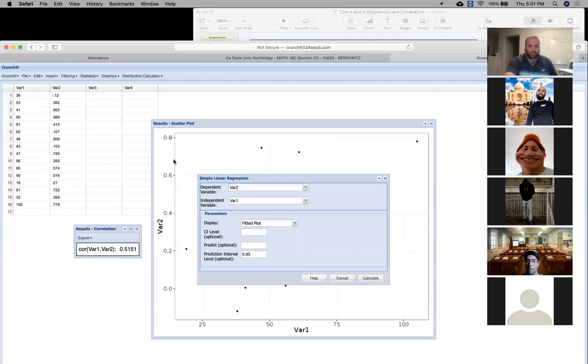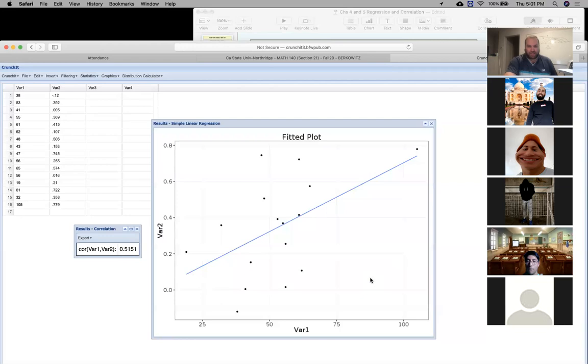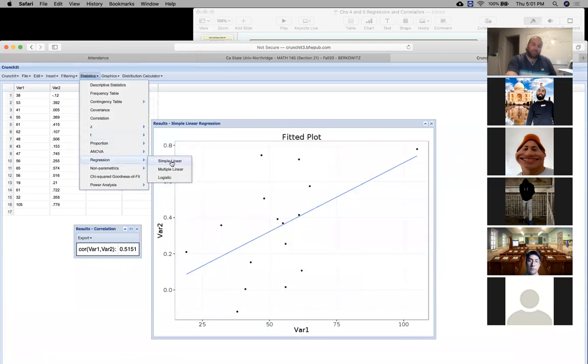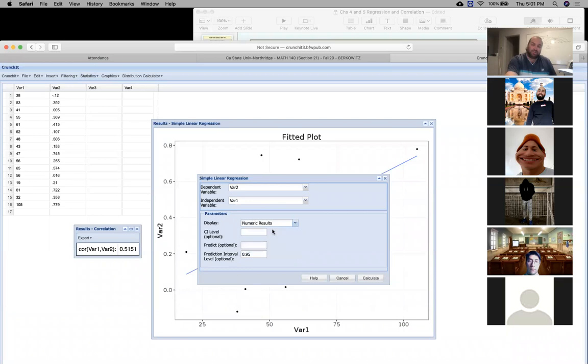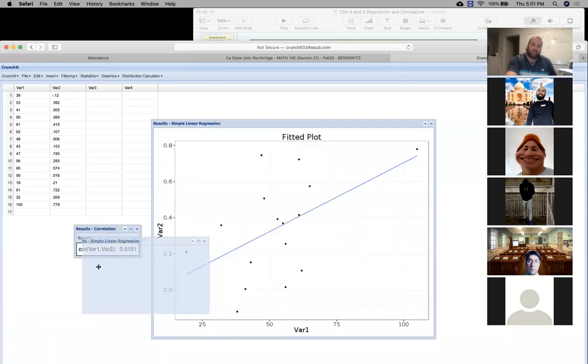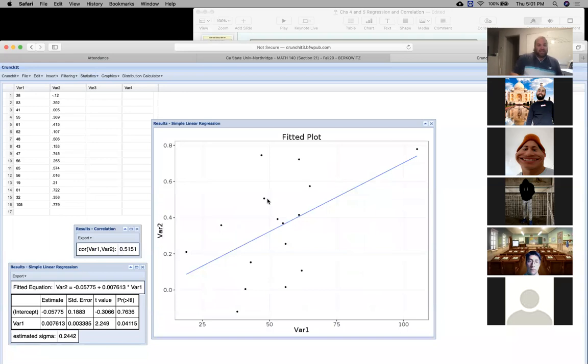Then we go to simple linear regression, and we want to do a fitted plot. Let's see what the best fit line is. Does that seem reasonable as the best fit line? Yeah, it seems fairly reasonable. Then we go back to statistics, and this time let's compute the equation of the line. We get a negative y-intercept, very close to 0, plus a very small positive number.